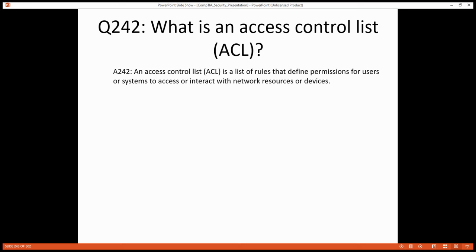Q242. What is an access control list, ACL? A 242. An access control list, ACL, is a list of rules that define permissions for users or systems to access or interact with network resources or devices.